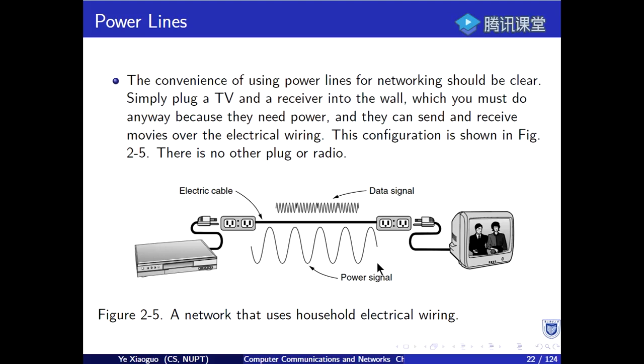So there is no other plug or radio. For example, we plug a TV or receiver into the outlet on the wall. Then the TV signals can be transmitted through the power line. So power lines can be used for data communication. It's very cool.